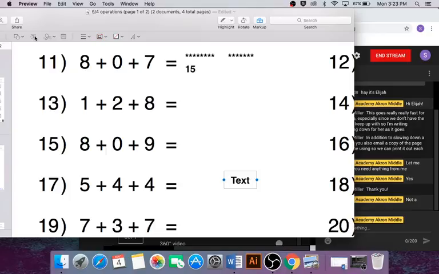This is the last one we're going to do together. We're going to start with 1, and then we're going to add 2 more. So 2, 3, plus 8 more. So we're at 3, 4, 5, 6, 7, 8, 9, 10, 11. So our answer is 11.